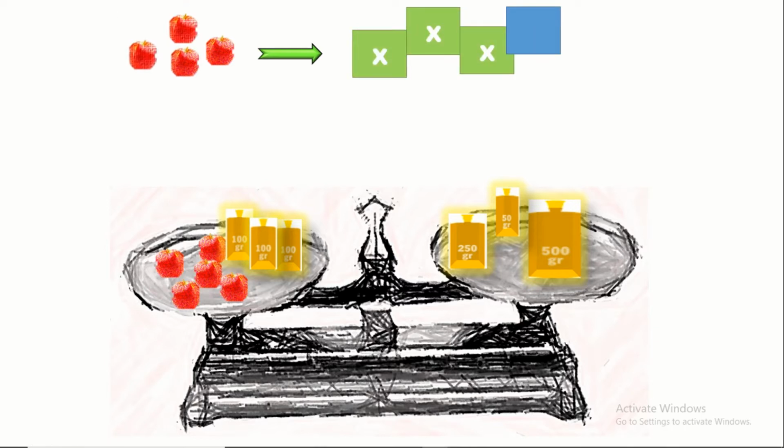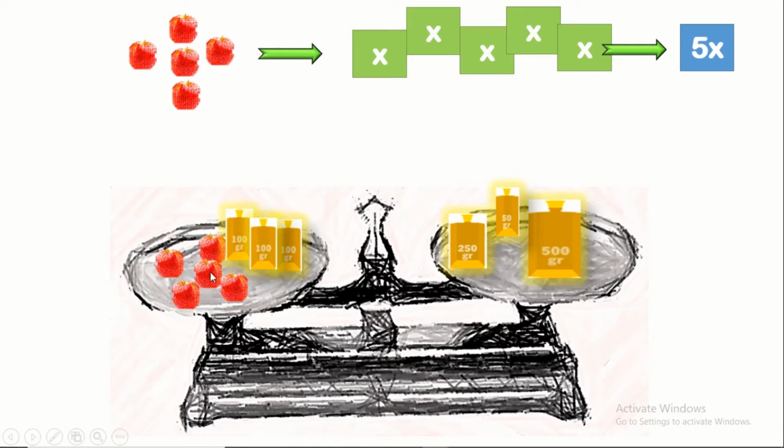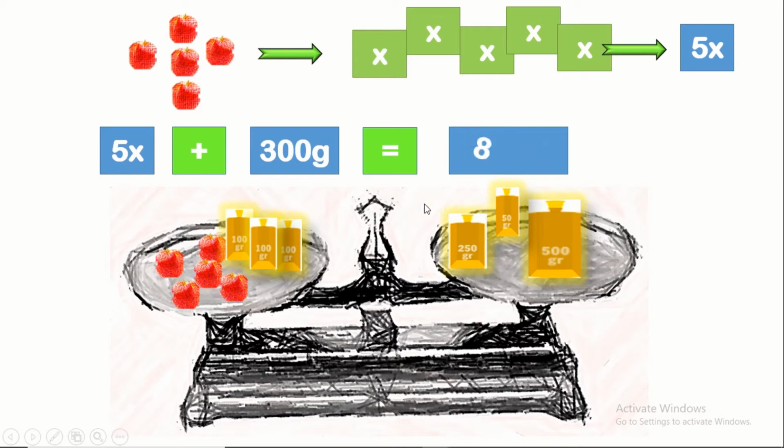Now we want to find the mass of each apple alone. What should be the mass of each apple? Here it's an unknown. We can say that let x be the mass of each apple. Well, if the mass of each apple is x, can't we say that the mass of the 5 apples altogether will be 5x? So here we can say that 5x in addition to the 300 gram will give us 800 gram.